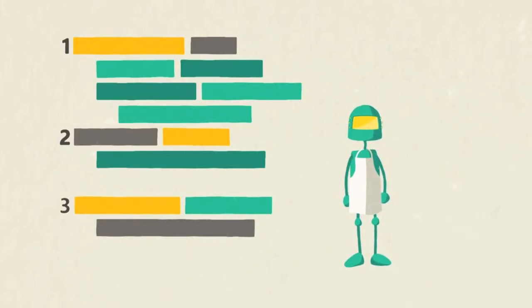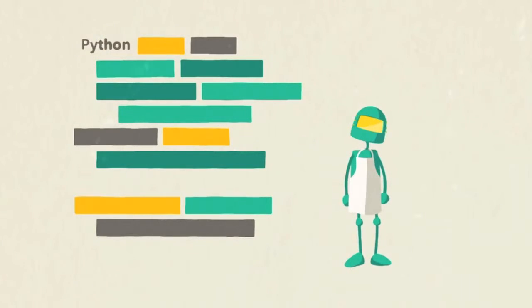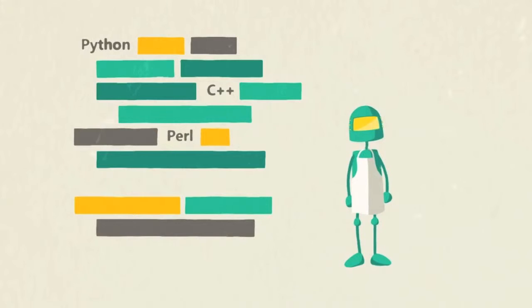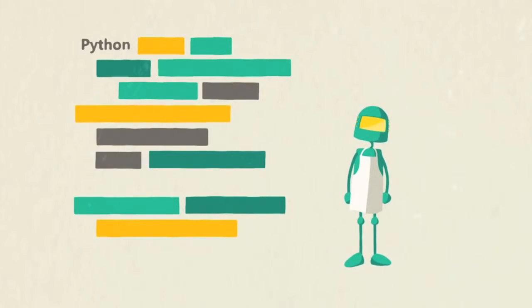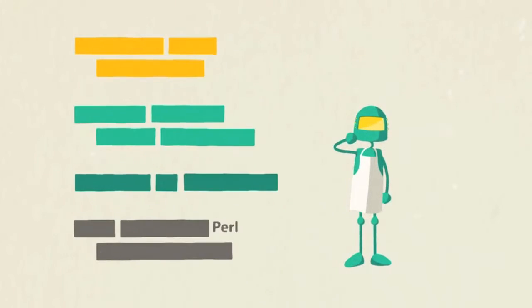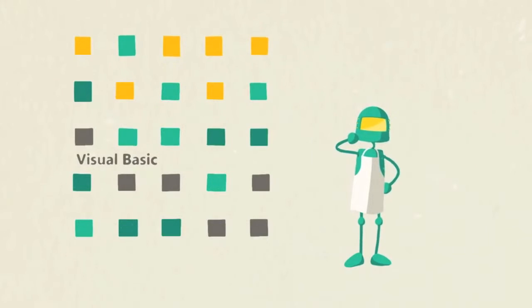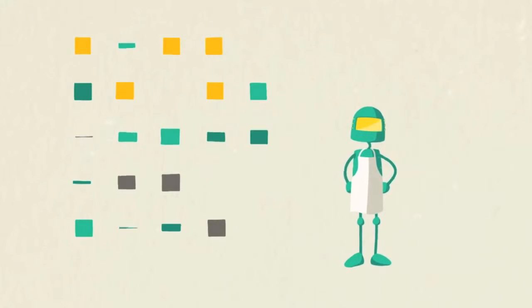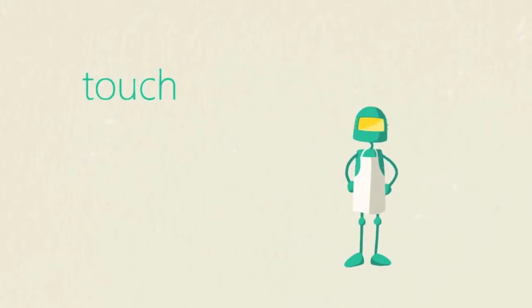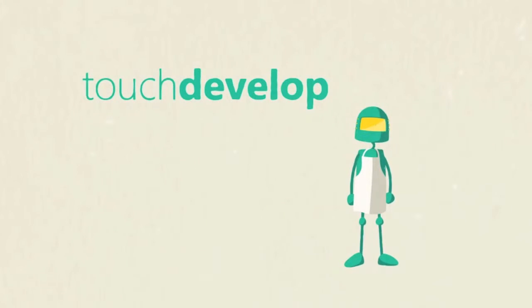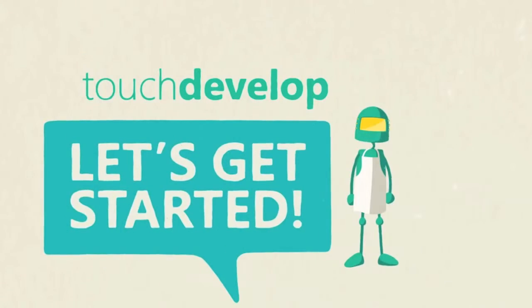And just like people in different parts of the world speak different languages, computers understand many different languages too, with names like Python, C++, Perl, and Visual Basic. They're all different in their own way, and similar to spoken languages, they share many of the same basic features. Today, we're going to write some code using a language called TouchDevelop, but the ideas behind the code apply to any programming language. Select Let's Get Started to begin.